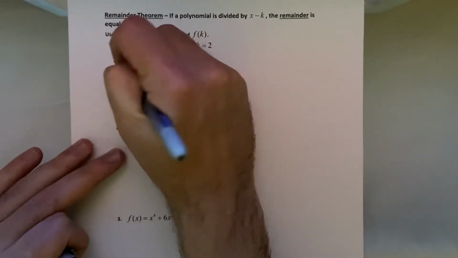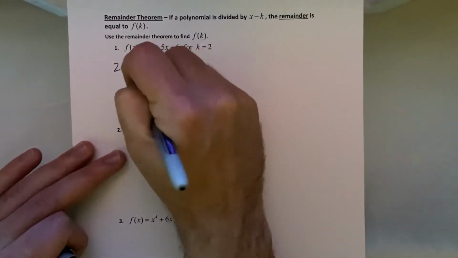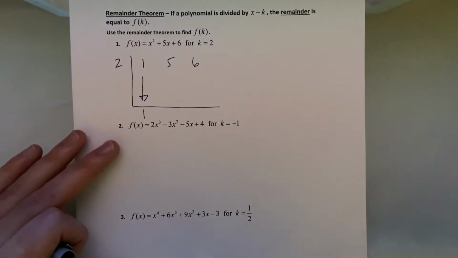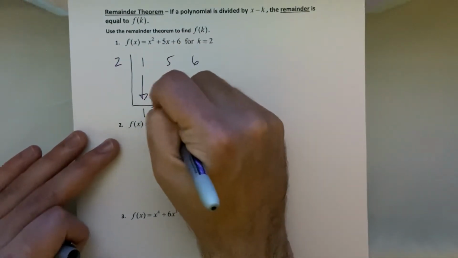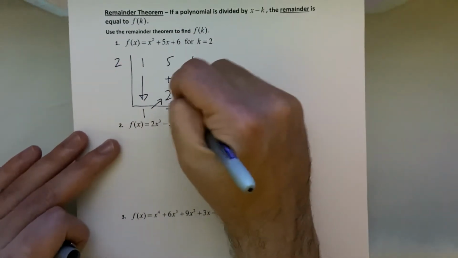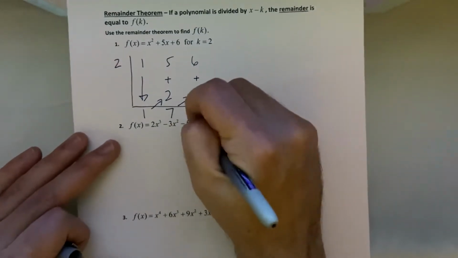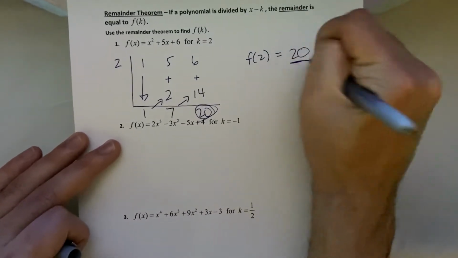So we go 2 on the outside, 1, 5, and 6 on the inside. Bring down the 1. 1 times 2 is 2. 5 plus 2 is 7. 7 times 2 is 14. 6 plus 14 is 20. This tells me that f of 2 is 20.